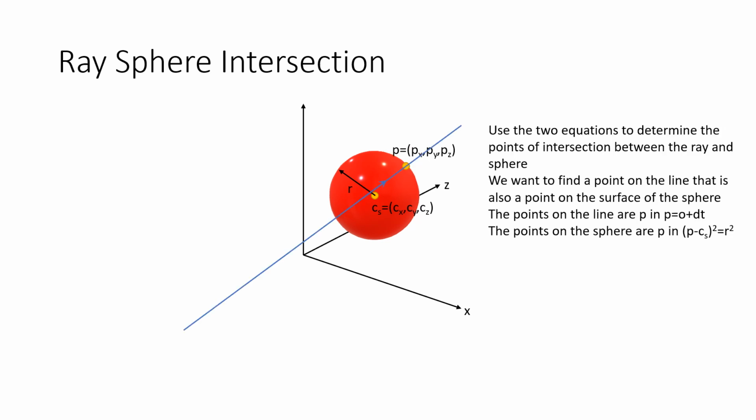We now have the two equations for the sphere and the line. And what we're going to do is use those two equations to work out the point of intersection between the ray and the sphere. So we want to find the point P, as we can see here, which will be the intersection of the line with the surface of the sphere. So remember, all the points on the line are equal to P, where P equals O plus dt, and all points on the sphere are P, where P minus CS squared is equal to R squared.